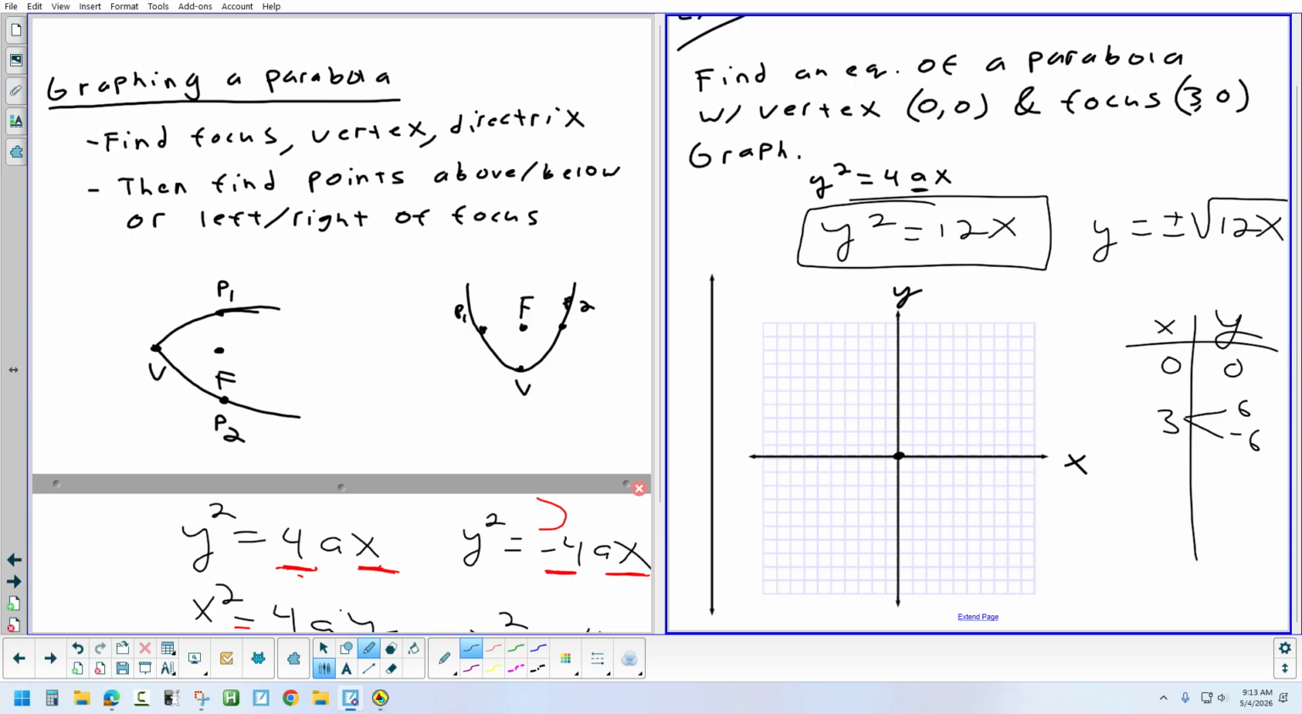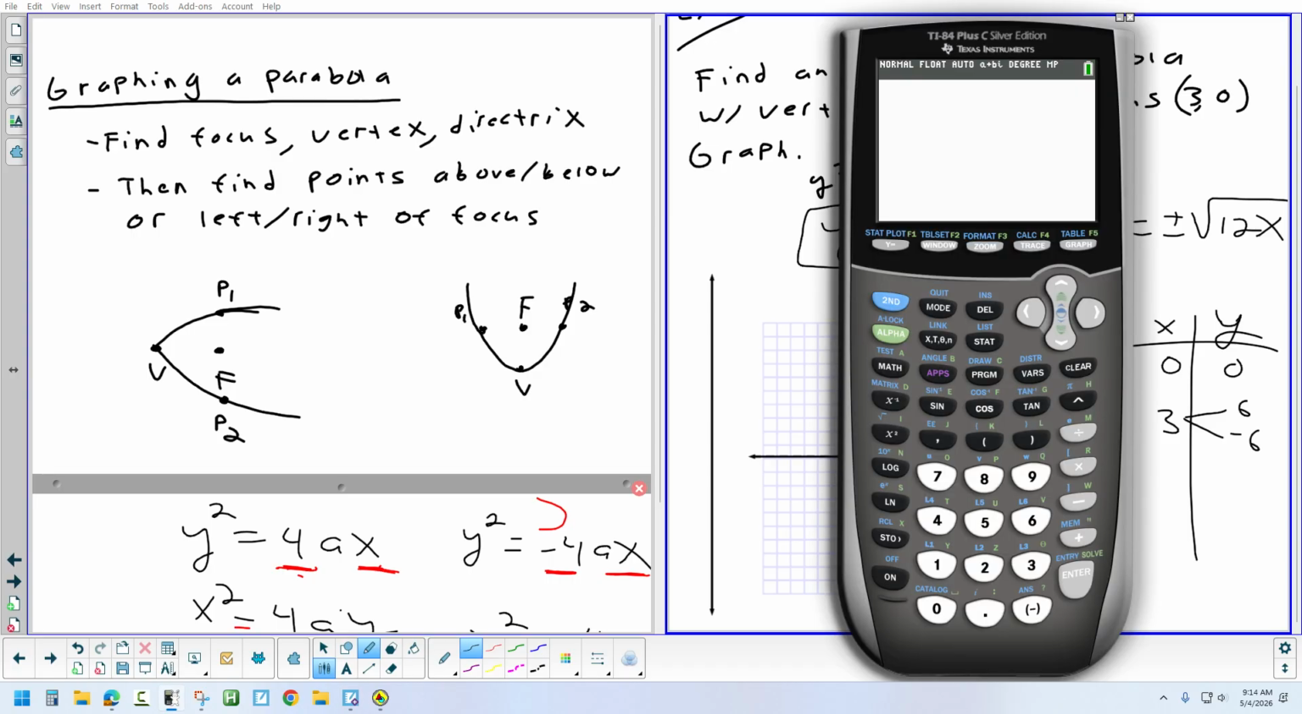So we got 0, 0, we got 3, 6, and we got 3, negative 6. That's where the symmetry comes from. It's taking a square root with the positive and the negative. Now just make your sketch. Kind of like that. That's good enough. Okay, let's check it on the calculator.